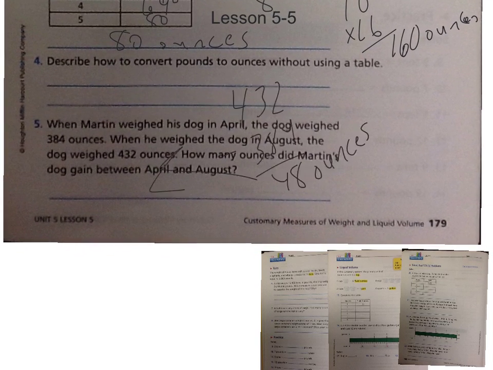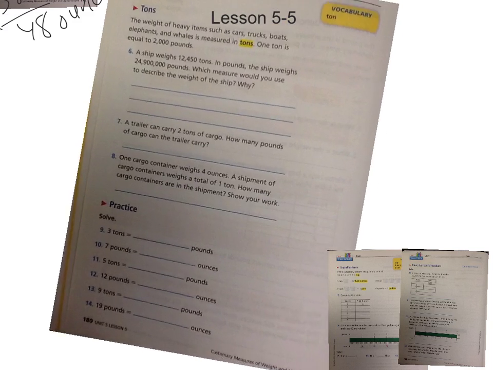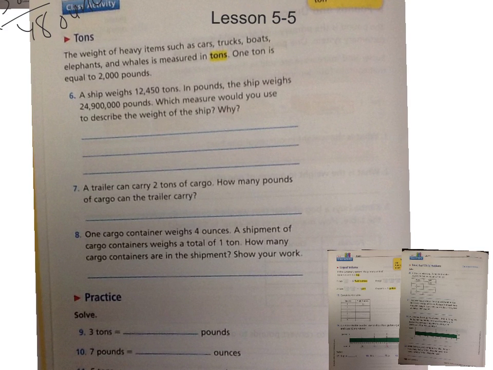So this is pounds and ounces. We'll turn to the next page. Let's continue. This talks about tons now. The weight of a heavy item such as cars, trucks, boats, elephants, and whales is measured in tons. 1 ton is equal to 2,000 pounds. So 1 ton is 2,000 pounds.